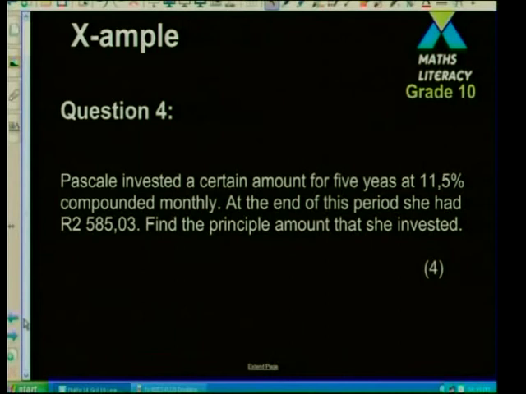We're talking about compound interest. Let's get back to that. Right, let's go on to the next question. Question 4. Pascali invested a certain amount for 5 years at 11% compounded monthly. At the end of this period, she had 2,585 Rand and 3 cents. Find the principal amount that she invested.